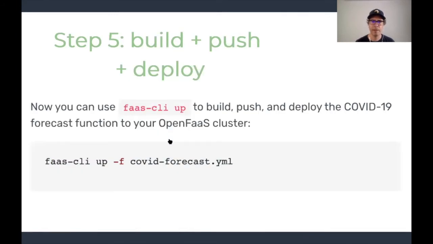Finally, we are ready to build the Docker image, push it to the Docker registry defined by our prefix, and deploy the function into the OpenFaaS cluster. You can do all this with one up command, or you can do it in 3 steps, especially if you want to test the Docker image locally before pushing and deploying.